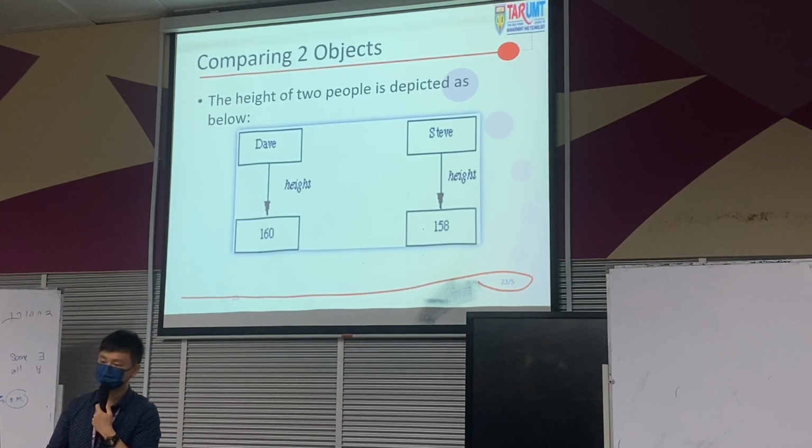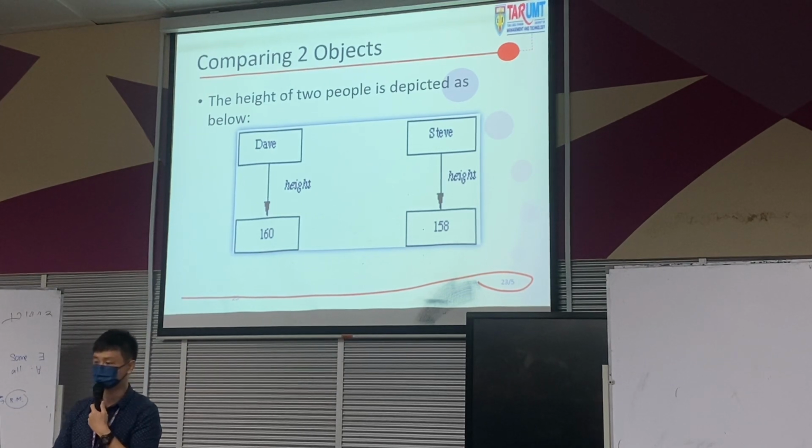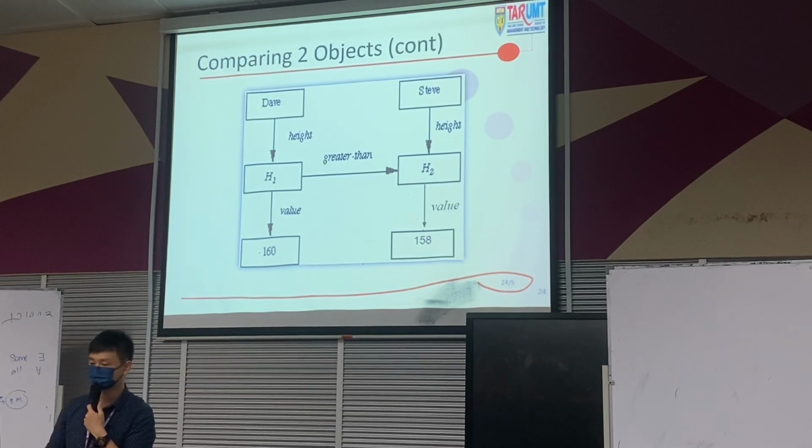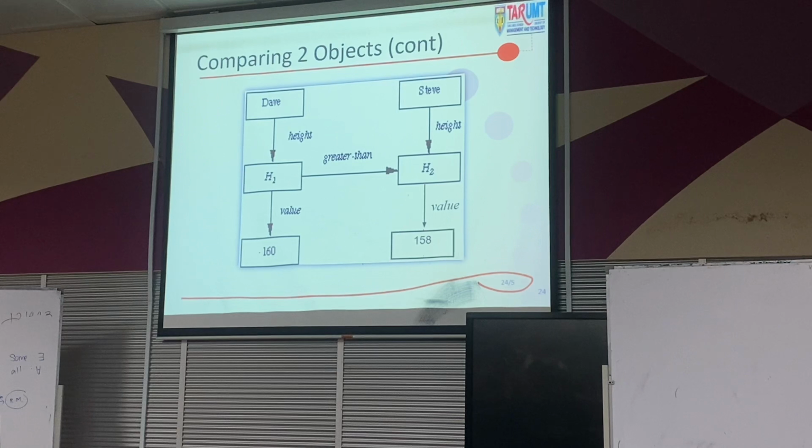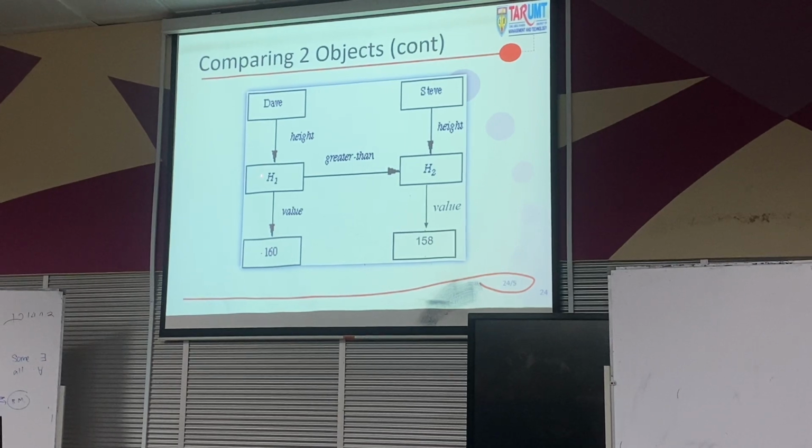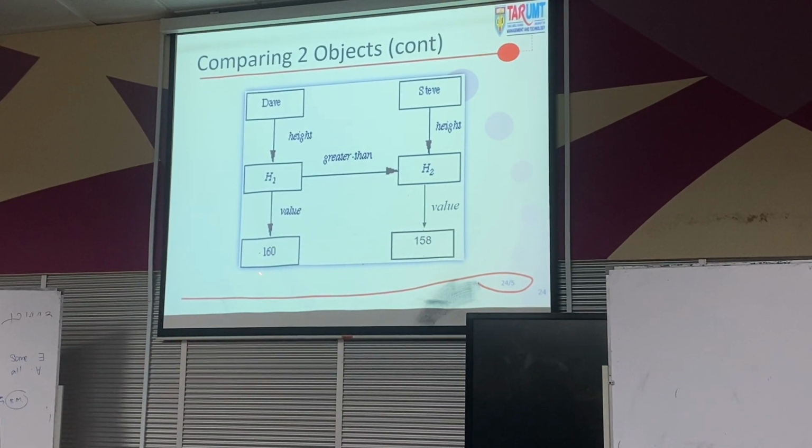So sometimes we use a semantic network to compare two objects. For example, in this case, we want to compare the height of Dave and Steve. So you can point to the H1, it just creates one variable here. Okay, it shows that this is just one of the so-called variables, and this variable is greater than this variable. Then you can put a value here. What is the relationship between these variables and this value? Okay, 160, then it's greater than.